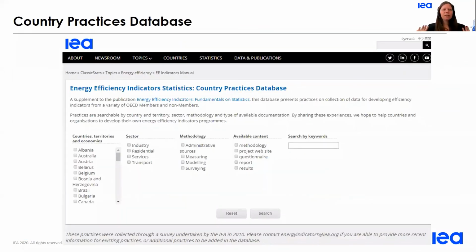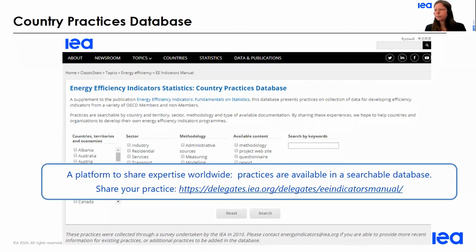You can see some examples of how other countries do it in the country practices database, which is regrouping all kinds of methodologies. So surveys, modeling, measuring, administrative sources used by the countries. And you can, of course, also share your own expertise if you see that it's not there.